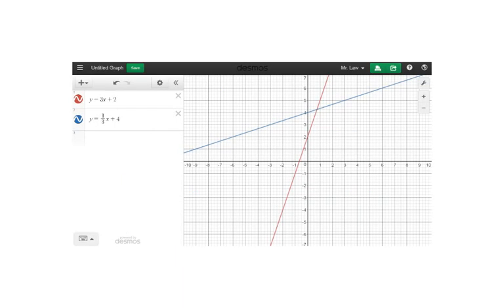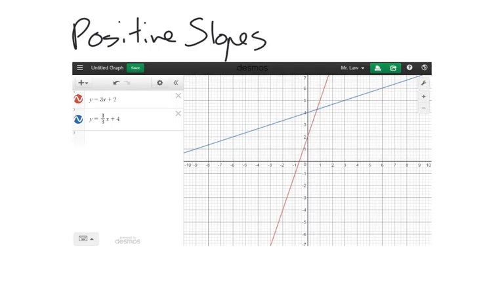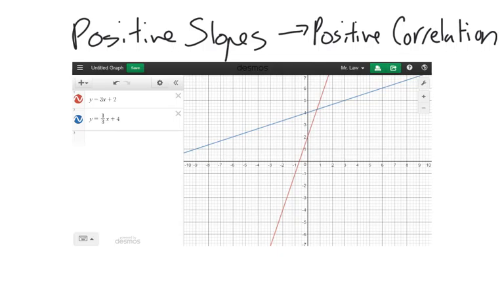In our first example, we're going to look at lines with positive slopes. If you recall, lines with positive slopes point upwards. These lines also show a positive correlation between the two variables because as one variable increases, the other increases as well. The equations of these two lines are already written over on the left side. However, I'm going to go ahead and figure out the equations of these lines by looking at the graph.